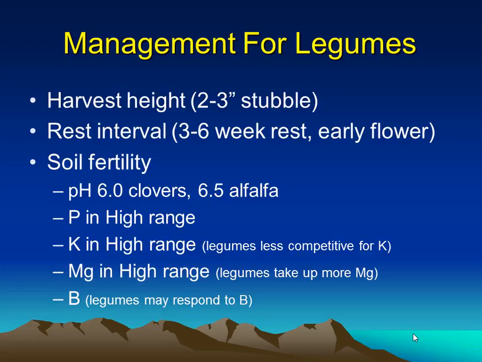So manage for the legumes. Harvest height 2 to 3 inches. Rest interval: under pasture, we can go as short as 3 weeks. Later in the summer, it's going to be 5 to 6 weeks that we prefer, especially if we have red clover in there. We like the red clover to be an early flower. Soil pH 6 to 6.5, depending on the legume. Phosphorus and potassium in the high range. Magnesium and boron.